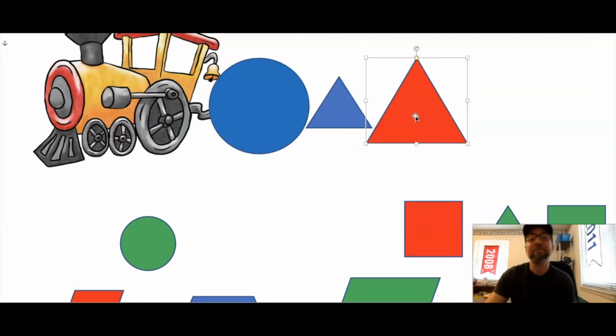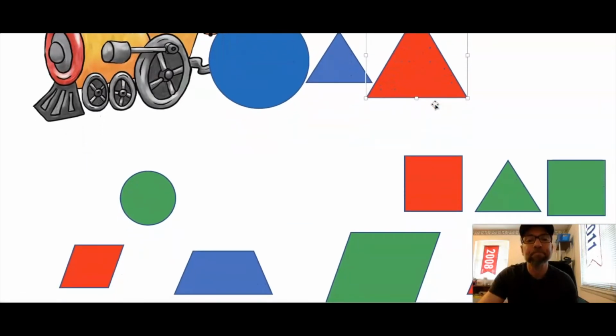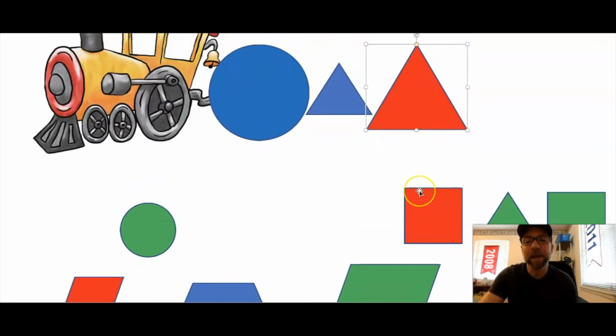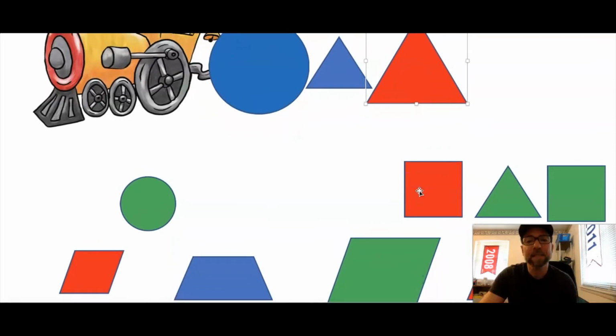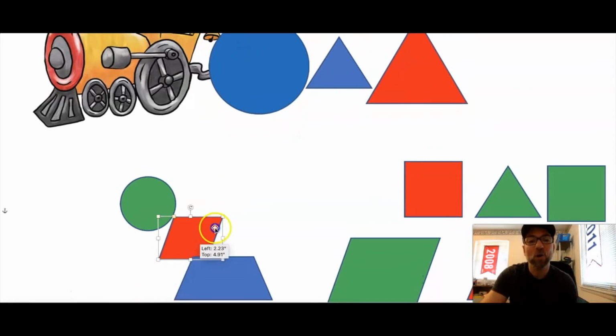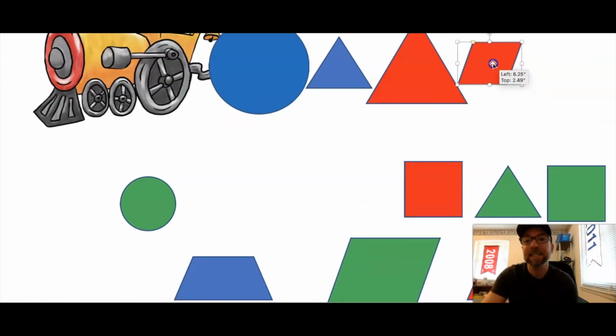So now I have to find a shape that goes with the big red triangle. So it could be red, it could be a triangle, it could have 3 sides, it could be big. There's lots of different attributes. I'm going to go with, I think, this red rhombus. It's red just like the triangle.